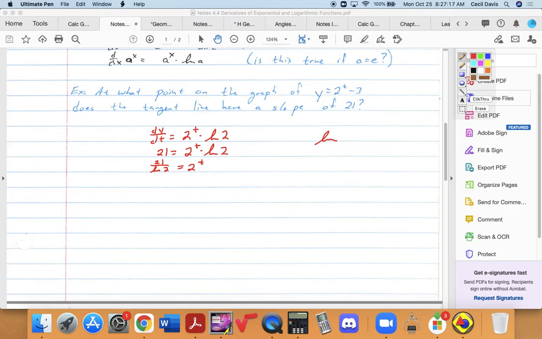Yeah, you can. I don't do that. Honestly, I just don't. You can, and I understand why people do it. I just take the natural log of both sides. And on the right side, this would be equal to t times the natural log of 2. So then you just divide both sides by the natural log of 2.